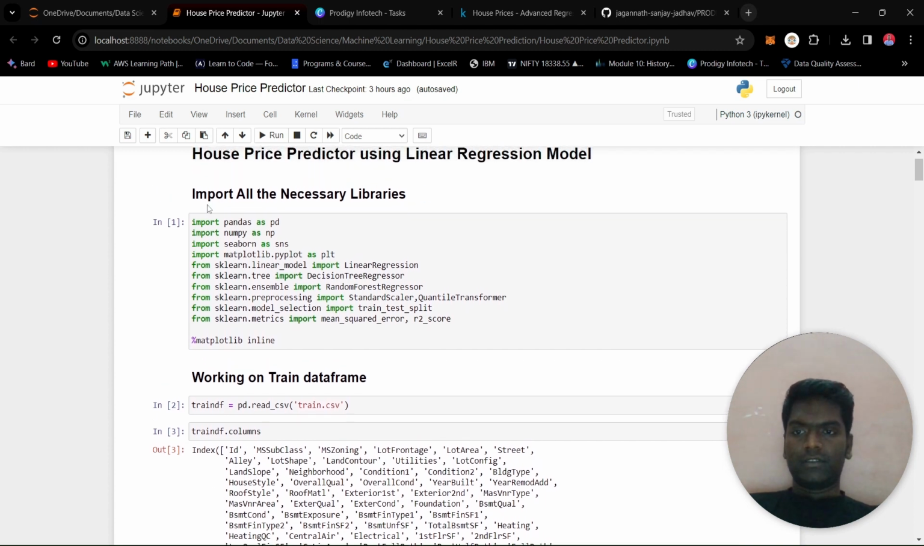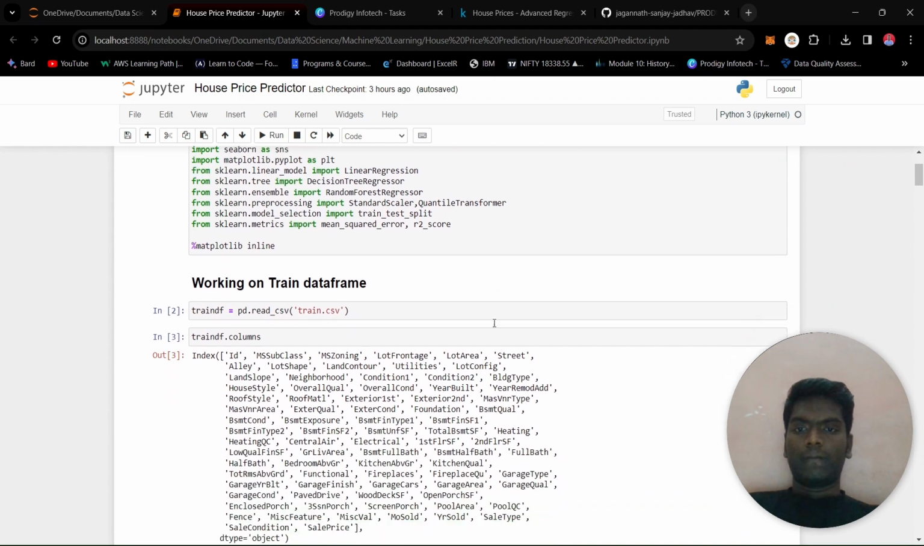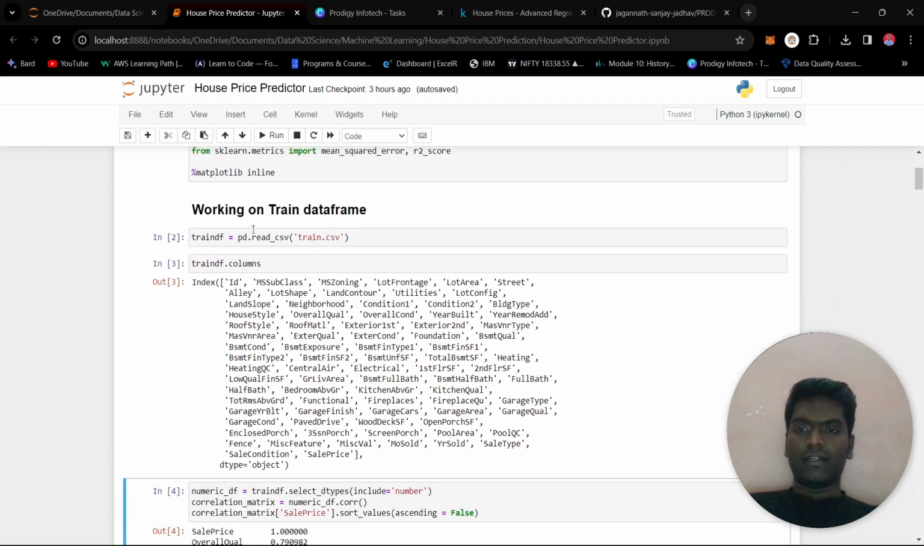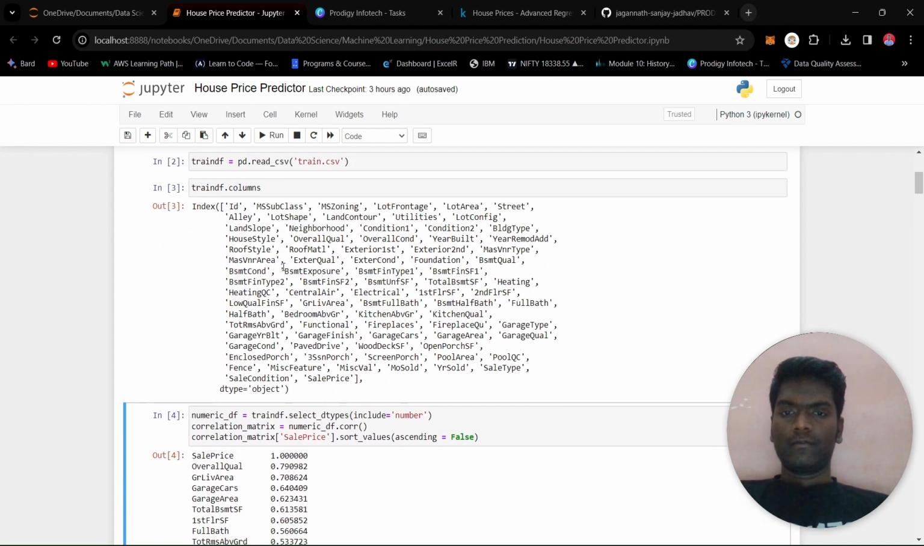The first thing I have done is import all the necessary libraries, and then I started working with the train.csv. So I created a data frame, train df, and pulled train.csv inside it. I just wanted to look at what columns I have inside the data, so I pulled out all the columns.